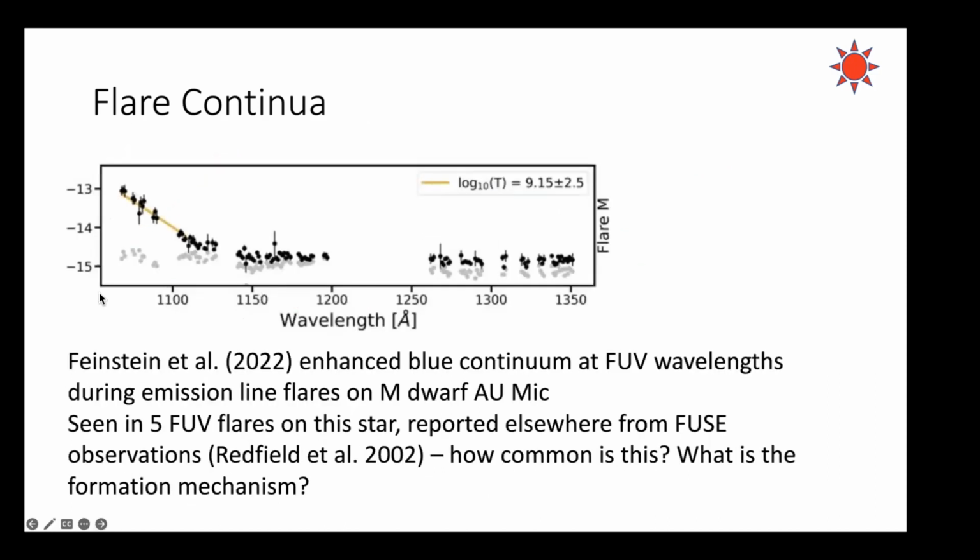Okay. This is an interesting result from a recent paper that found evidence for enhanced blue continuum emission at FUV wavelengths during a series of flares on an M dwarf, AU Mic. They fit this as a very high temperature, over 1 billion degree Bremsstrahlung continuum, which is very interesting. It's not really known how common this is, what the formation mechanism is, but having coverage to the blueward of these wavelength ranges along with the X-ray at the same time would enable us to put some constraints on whether that really is physically real.